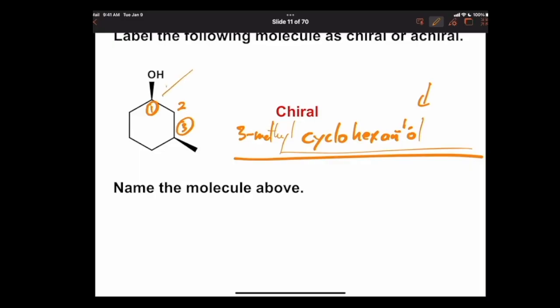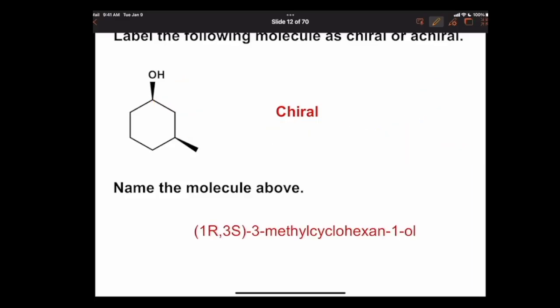What did we say the chirality? Chirality, RS notation at the top here. This was R, down here was. So at carbon number what is R? Carbon number what is S? Yeah, 1 is R, 3 is S. So it is a 1R, 3S, 3-methylcyclohexan-1-ol. Sorry. I don't know why Siri loves doing this.